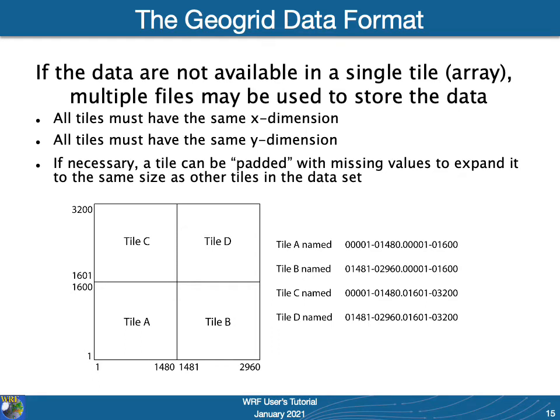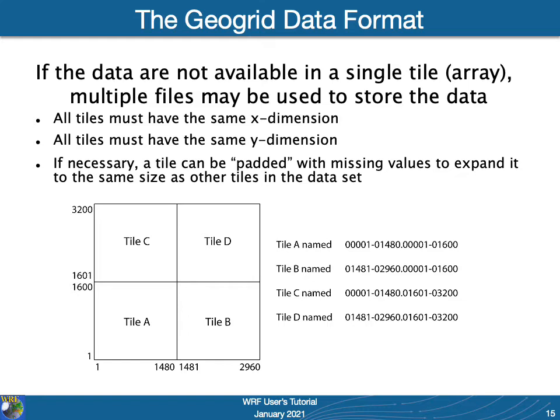This file naming convention becomes useful when we want to take a large data set and split it up into tiles. So if a data set is split into tiles, all of the tiles need to have the same X dimension. In other words, they need to have the same number of columns, and all of the tiles need to have the same Y dimension. In other words, they need to have the same number of rows. However, the X and Y dimensions can be different.